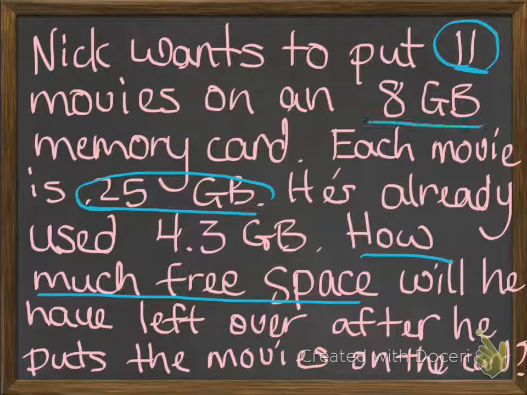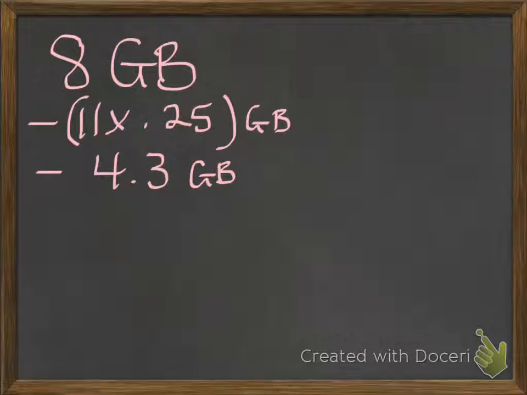We also know that the card is 8 gigabytes big, and that he's already used 4.3 gigabytes. So that's the important information we're going to use to solve the problem. His card is 8 gigabytes. He's going to put 11 movies on there that are 0.25 gigabytes apiece, and he's already used 4.3. So we're going to have to subtract all those numbers to find out what the answer is. So right here is the hidden question. It didn't tell you to multiply, but you had to use your smart thinking to figure that out. So I'm going to go ahead and start subtracting the numbers that are not too hard. So I've got 8 minus 4.3.